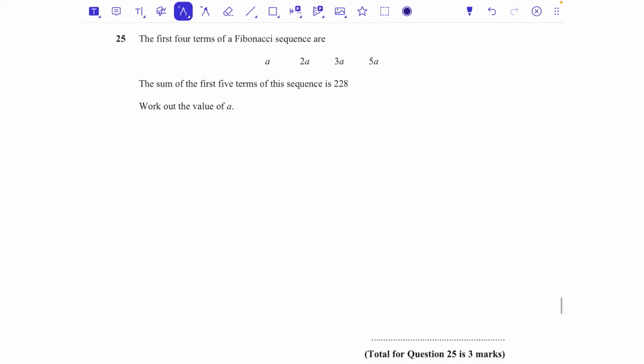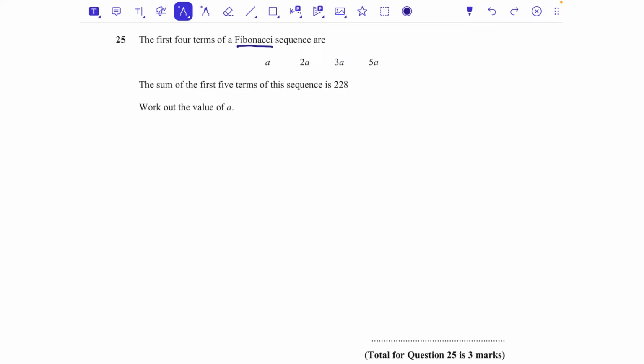Okay, question number 25. The first 4 terms of a Fibonacci sequence are A, 2A, 3A, 5A. The sum of the first 5 terms is 228. Work out the value of A. So a Fibonacci sequence is one where you add this to get the next number in the sequence. So A add 2A is 3A. And then we want to add 2A add 3A, and that gives us 5A. So to get the next term, I'm going to do 3A add 5A, which is 8A.